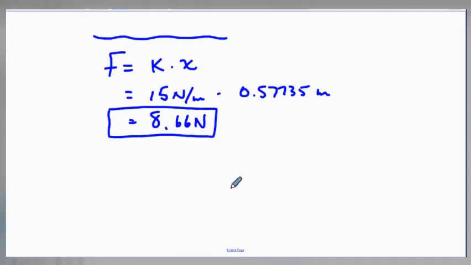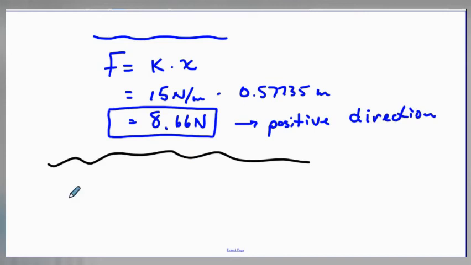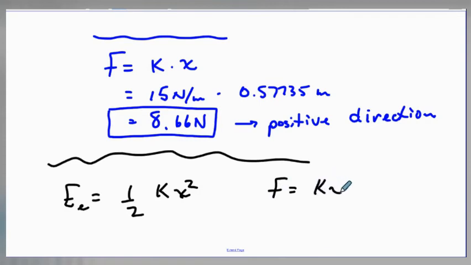Now, that's in the positive direction, whatever that is. Now, I'm going to do this where I'm going to combine my equations. So I'm going to do this a little differently. Once again, we knew that the energy is 1/2 kx squared, and we know that the force is, where did we go with that? The force is K times x.